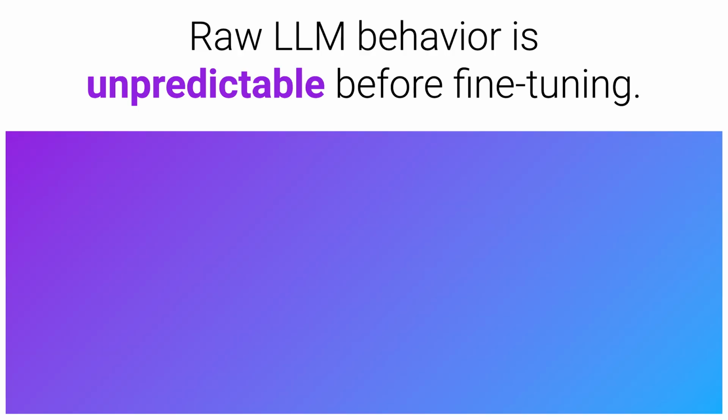Instruction tuning and safety tuning are both types of fine-tuning, and they're both a type of supervised learning, which means that you give it an input, and then you give it an output that you actually want it to give back from the input. So it's learning from your input and output pairs. And they're very, very important steps because raw large language model behavior is unpredictable before it's fine-tuned.